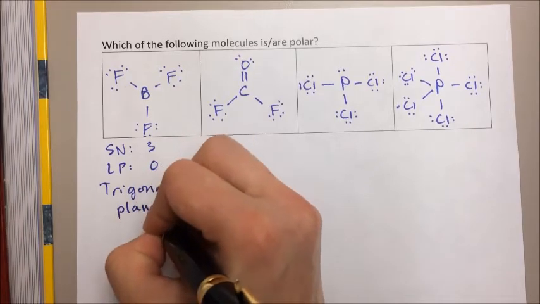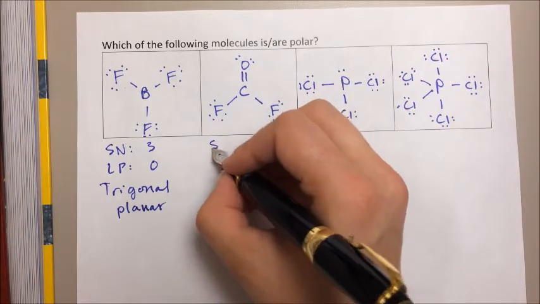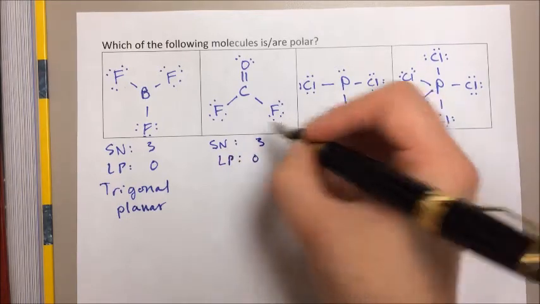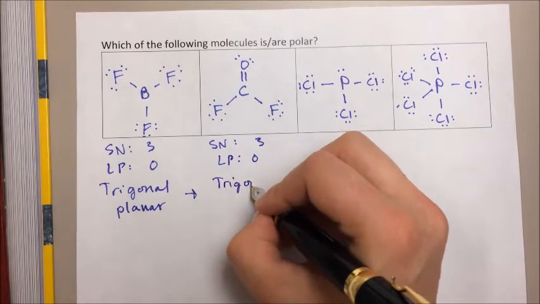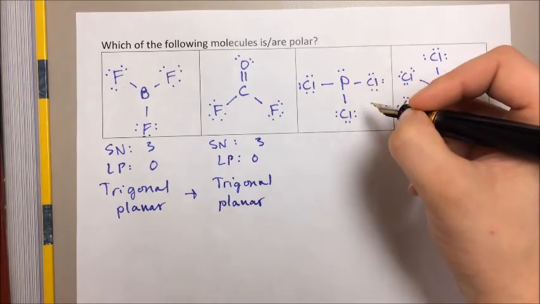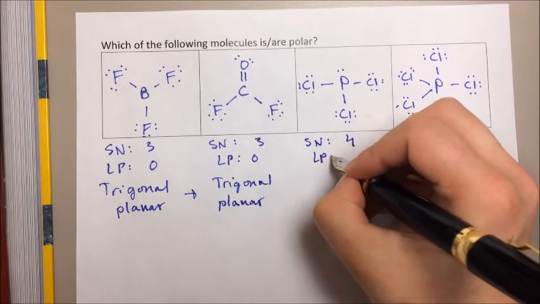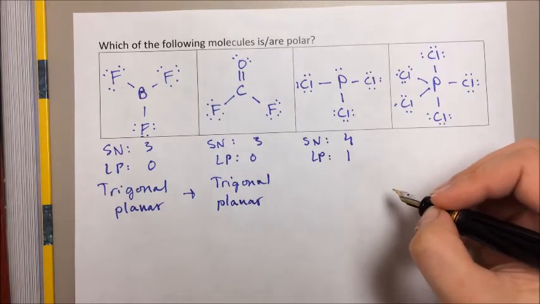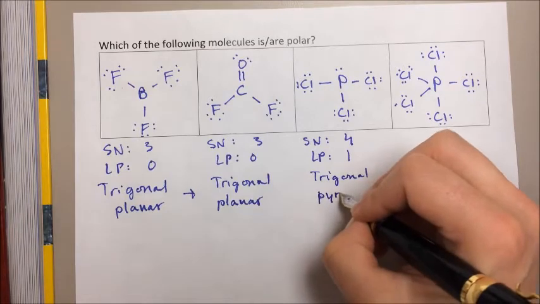planar geometry. In the case of COF2, the steric number is 3, and the lone pairs are still 0 because you got 3 atoms bound, meaning that this one is also trigonal planar. Now in the case of PCl3, our steric number is 4, and our lone pair is 1. 3 atoms bound, 1 lone pair, steric number of 4, meaning that we are in a trigonal pyramidal geometry.